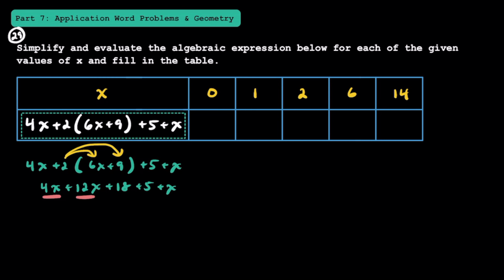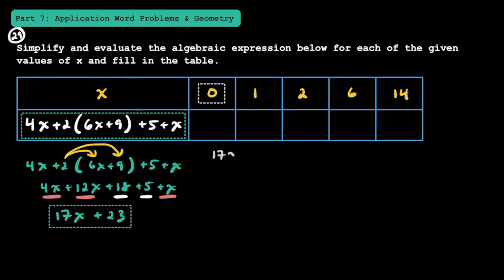This 4x, 12x, and 1x are like terms and can be combined. 4x plus 12x is 16x, and 16x plus the 1x is going to be 17x. And over here, this 5 and 18 are constant terms and can be combined to make a positive 23. It's going to be much easier for us to use this simplified algebraic expression. So we have our algebraic expression of 17x plus 23, and we're going to evaluate it when x is 0 first.